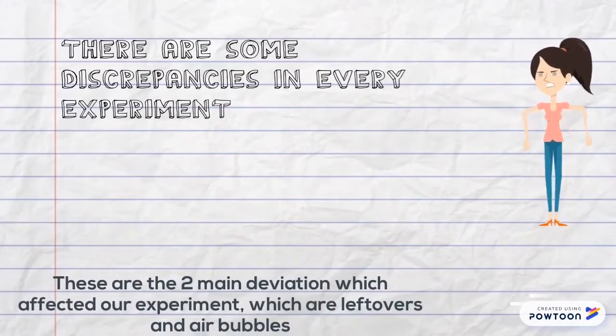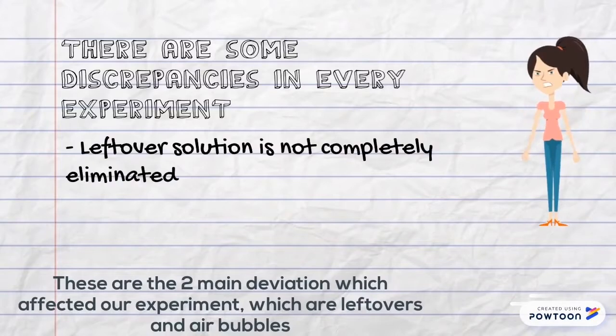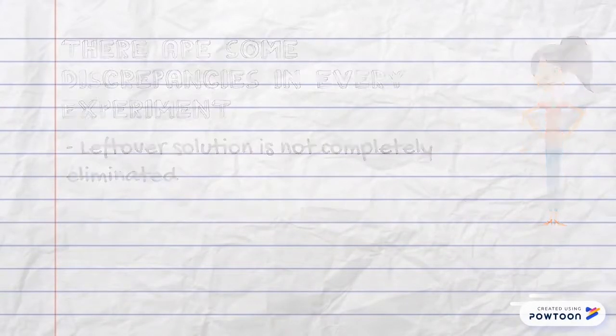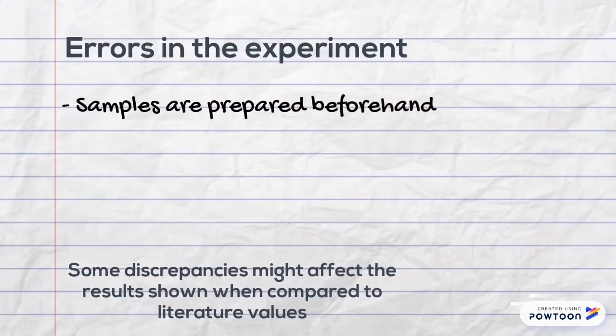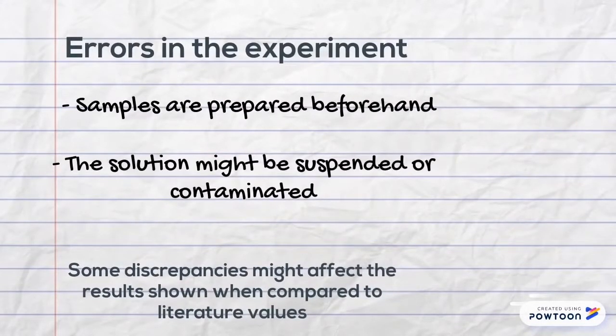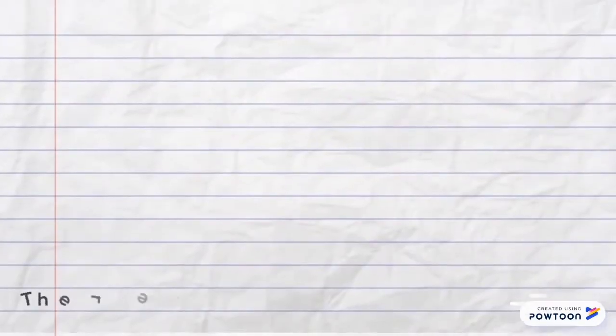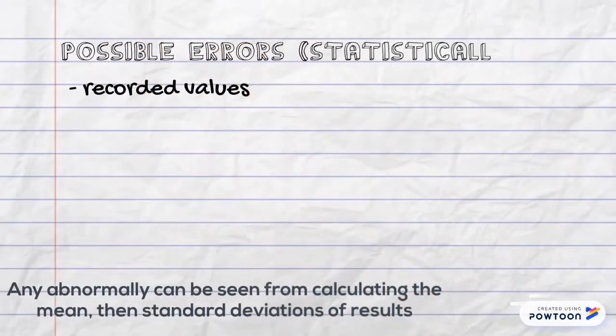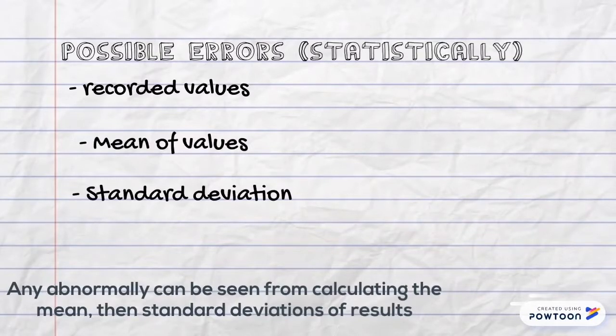These are the two main deviations which affected our experiment, which are leftovers and air bubbles. Some deviation might affect the results shown when compared to the literature values. There are always errors in experiments. Any abnormality can be seen from calculating the mean, then the standard deviations of the results.